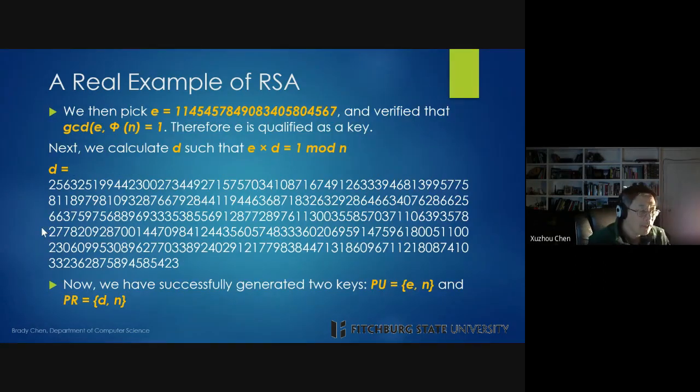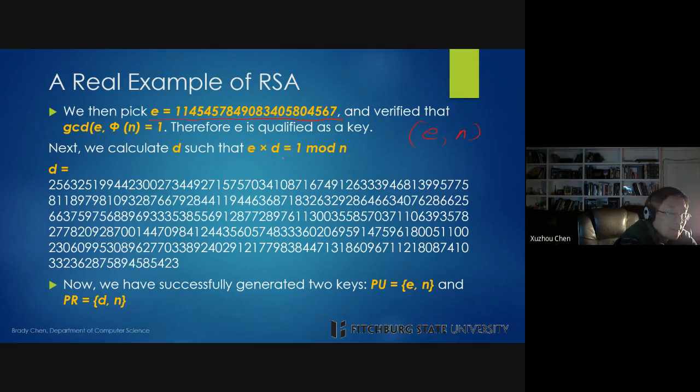And then we randomly pick a number e, which is relatively small compared with the other numbers, right? So I randomly pick an e, and we test that the GCD of e and phi is 1. Then I can use e and n as one of the keys.